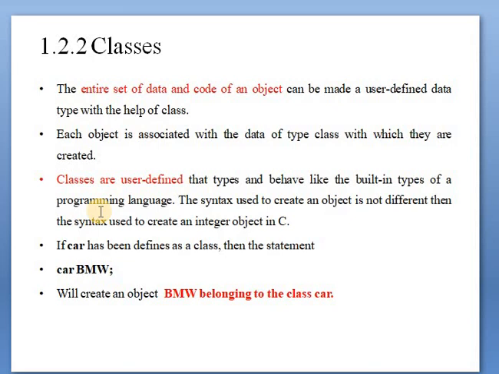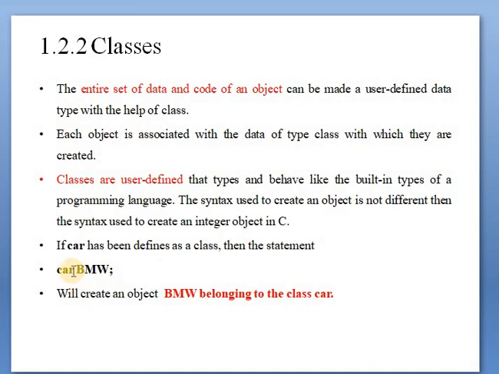So suppose if you want to declare class, it is same like declaring a variable in the C language. If you want to declare a variable, first we have to write the data type and after that we write the variable name. Here same, if car has been defined as a class, then the statement of declaring is car and object is a BMW. Like integer number, integer is a data type and number is the variable. Here car is a class and BMW is an object. It will create an object BMW belonging to the car class.